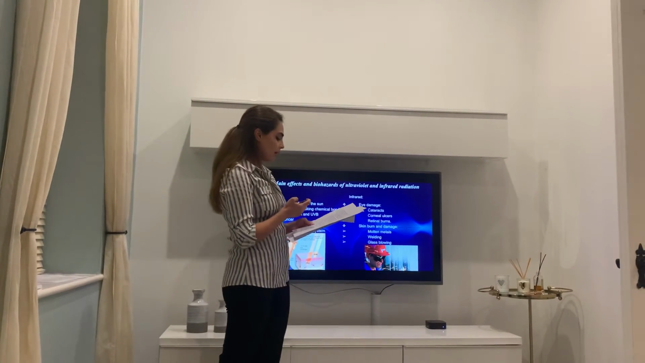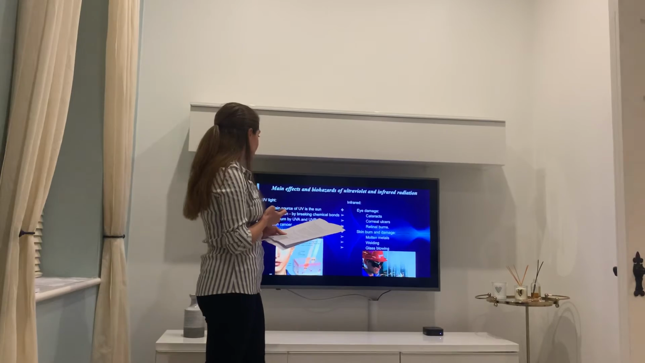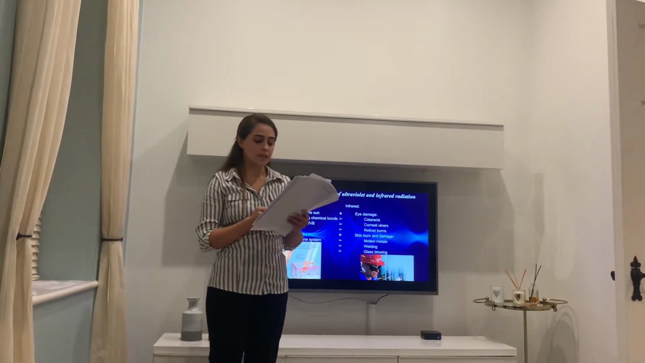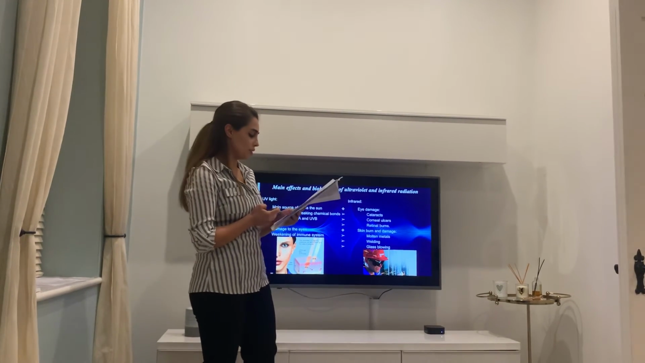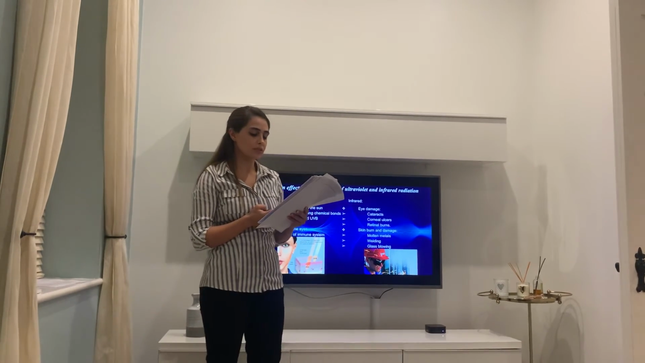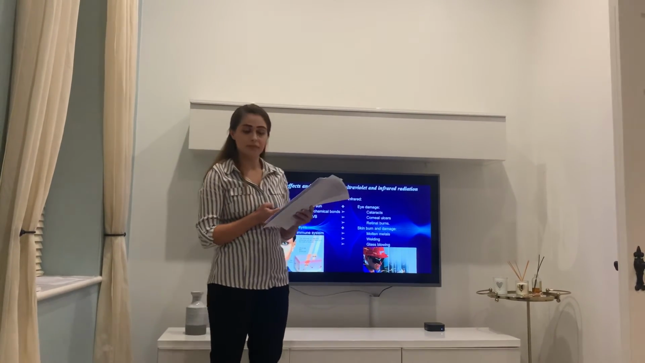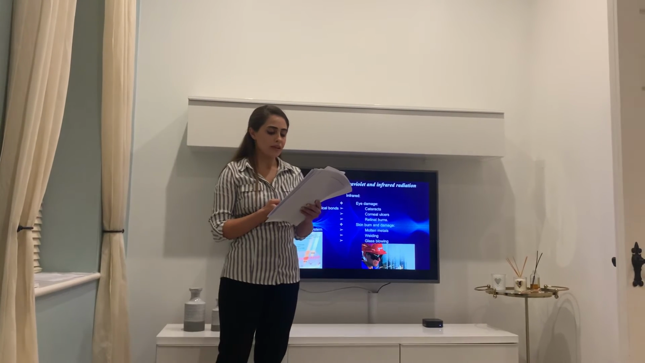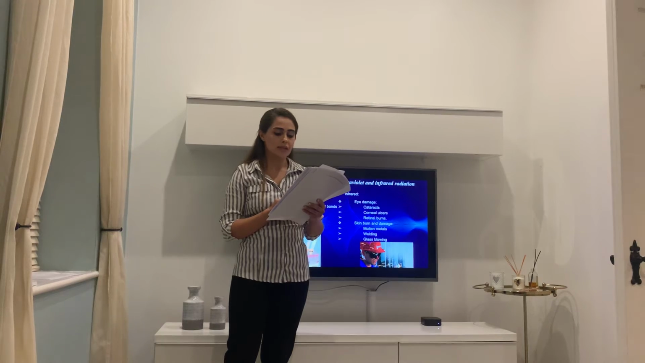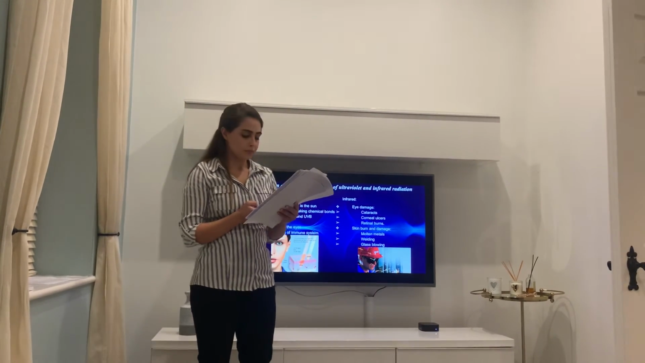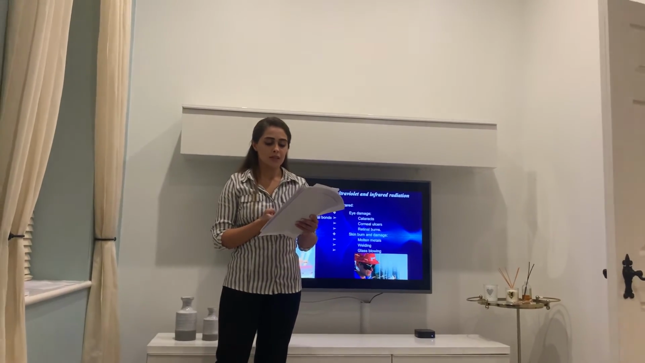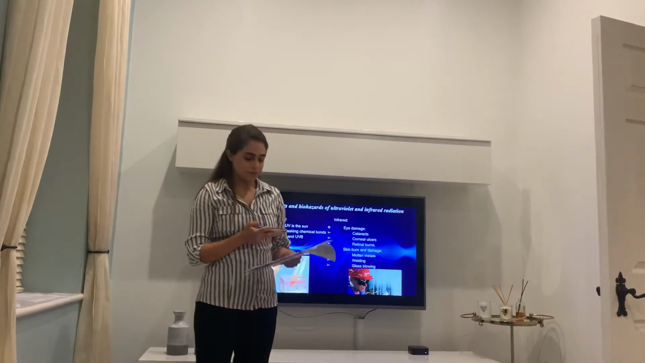Main effects and biohazards of ultraviolet and infrared radiation. UV radiation has enough energy to break chemical bonds due to its high energy. UV photons can cause ionization, a process in which electrons break away from atoms. The resulting vacancy affects the chemical properties of atoms and causes them to break and form chemical bonds that they otherwise would not. This can be useful for chemical processing, or it can be damaging to materials and living tissues.